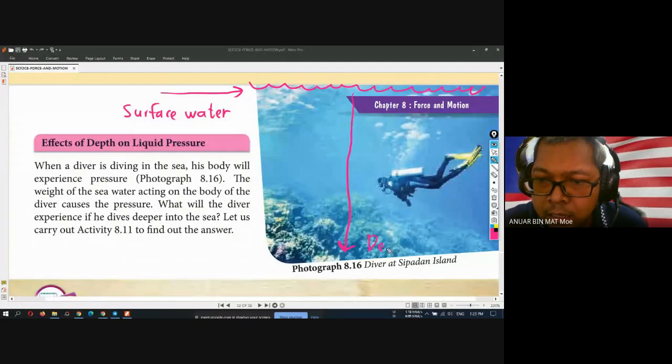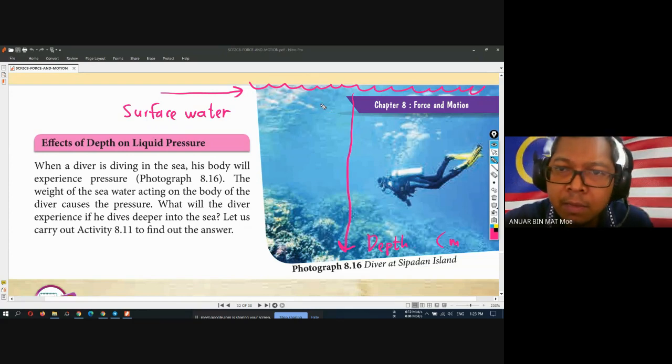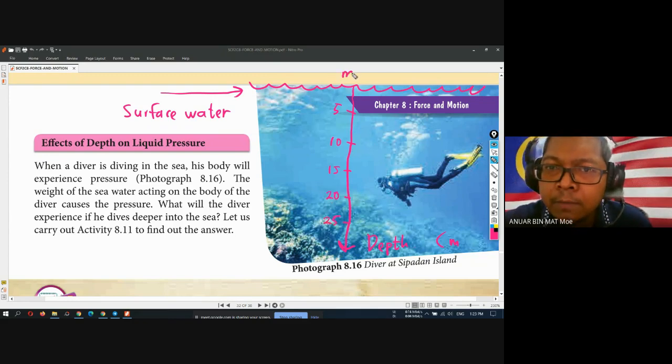D, E, P, T, H. And then the depth, they measure in meters. Okay. Maybe I just draw it roughly. So maybe this is 5 meters, and then 10, 15, and then this is 20, and then this is 25. This is the depth in meters.